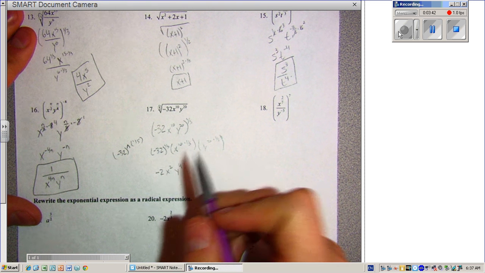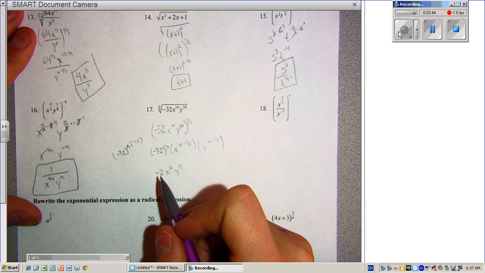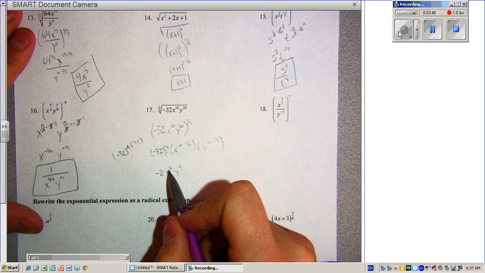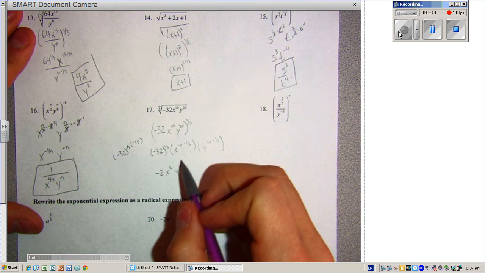Now you're thinking, okay, this negative 2, that means I got to put it in the denominator. But we only do that if it's a negative exponent. This, in fact, is a coefficient, so it's going to stay just like that.